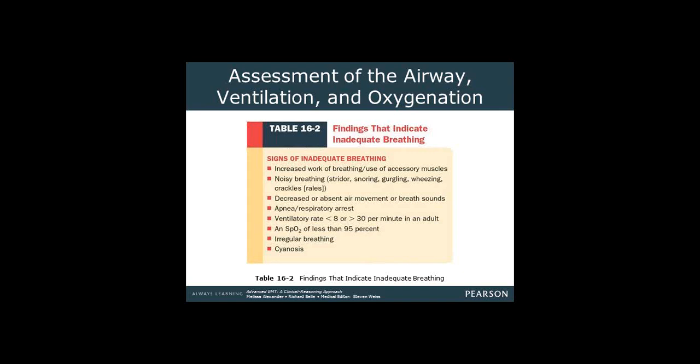Apnea or respiratory arrest, that's kind of a no-brainer. Ventilatory rate less than 8 or greater than 30 per minute in an adult. Now, those numbers in and of themselves generally are not the only deciding factor that says inadequate breathing. They're strongly suggestive, and we have to look at the rest of the clinical presentation. An SpO2 of less than 95%, unless we have some other outlying factor like we're at high altitude or something along those lines. Irregular breathing patterns and cyanosis.